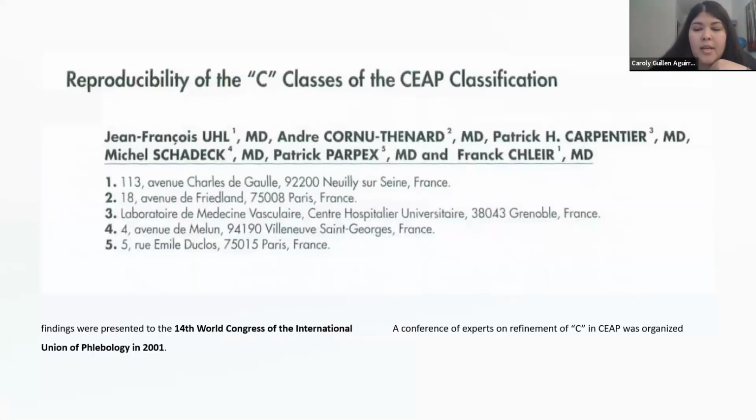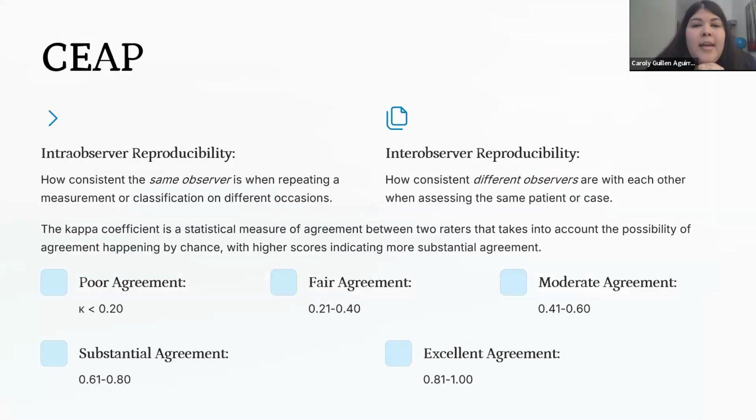So the French study of the reproducibility of the C classes of the CEAP classification: the findings of these studies were presented at the 14th World Congress of the International Union of Phlebology in 2001, and a conference of experts on the refinement of C in CEAP was organized. The main findings of the French study focused on the reproducibility of the CEAP classification. And they divided it into intra-observer and inter-observer reproducibility.